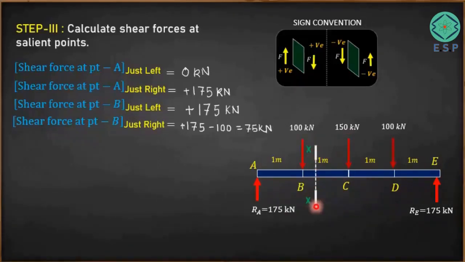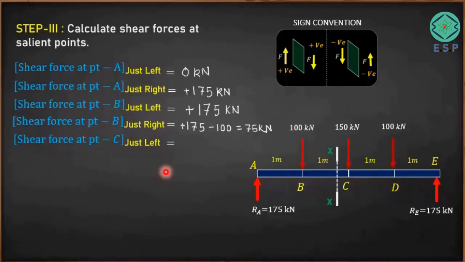Again this particular XX plane I will keep just left hand side of point C, something like this. Now shear force at point C just left. Just left means we are going to keep our reference XX plane just before point C. If you again see the situation, again we have force 175 kilonewton upward and 100 kilonewton downward. Only these two forces are there. There are no other forces coming into the picture. It means the value will remain the same as 75 kilonewton. So we can directly write down plus 75.